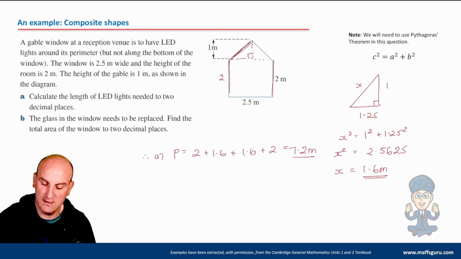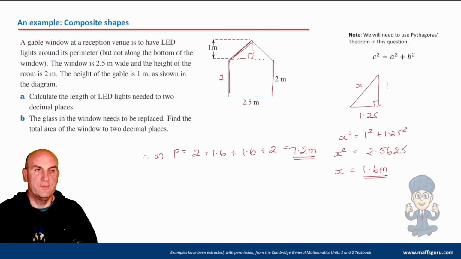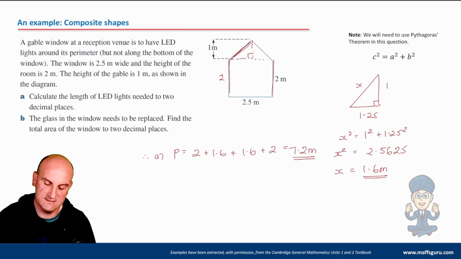7.2 meters. Now again, the question was quite clear. We wanted that length, which is 2 plus 1.6 plus 1.6 plus 2. It said it was not going to go along the bottom of the window, so we didn't do that. The glass in the window needs to be replaced. Find the total area to 2 decimal places. And in this situation here, my area is going to be the area of my quadrilateral.